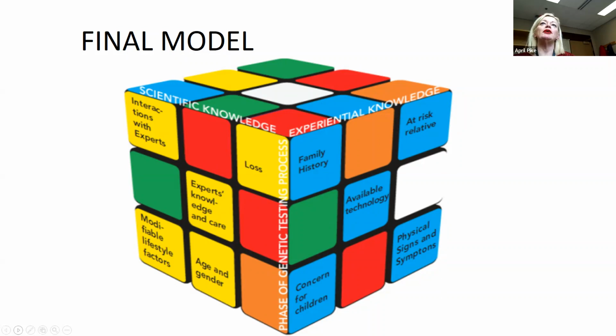And if you look again, you've got the scientific knowledge juxtaposed with people's experiences and where they are in the genetic testing process. But in the cube, you actually have some of the factors that influence how people understand this whole experience. For example, their interaction with experts and experts' knowledge and care. People recounted stories of going to their healthcare provider who didn't have a background knowledge in ARVC, and that made a difference in how they interpreted their sense of risk.